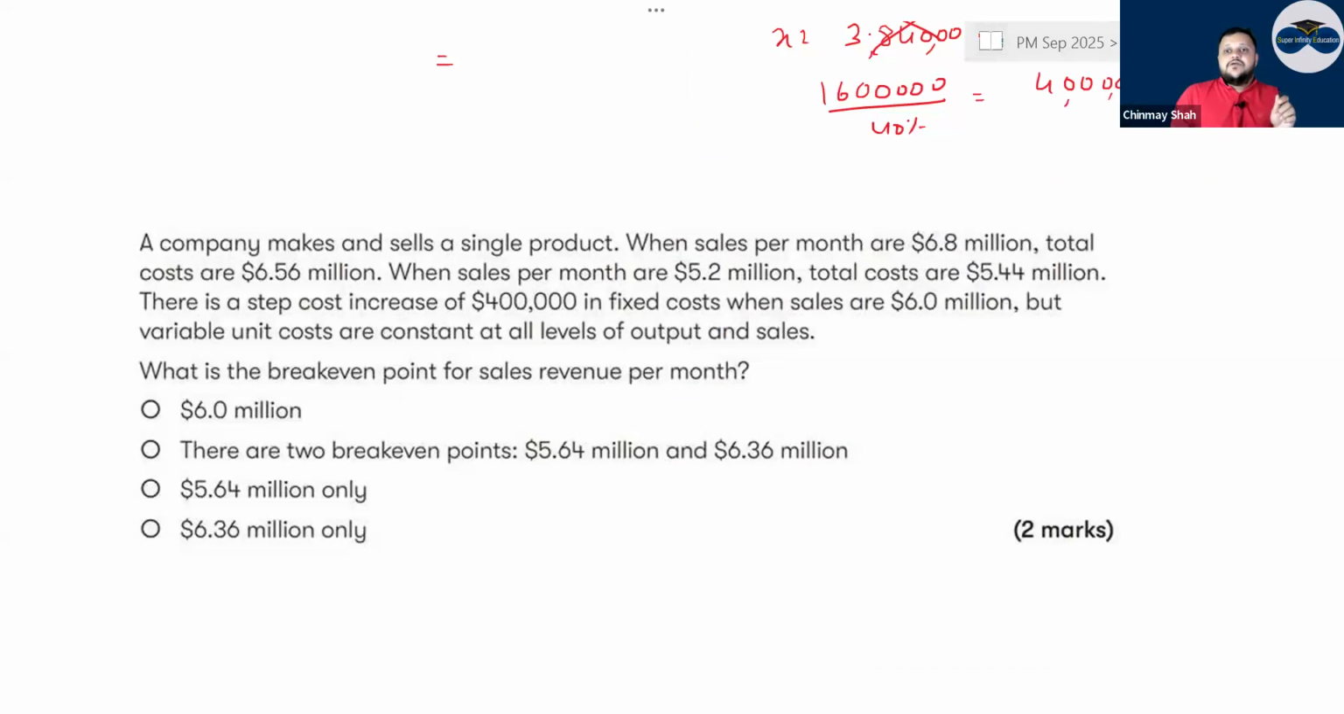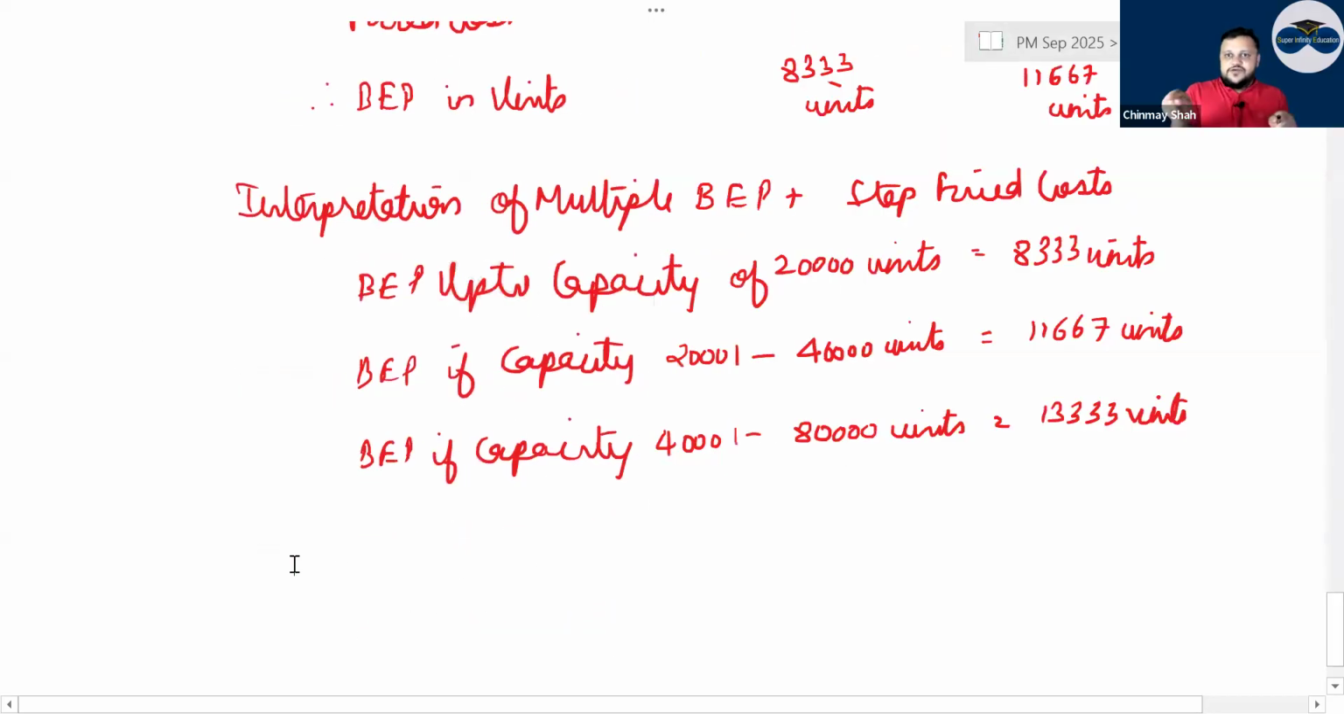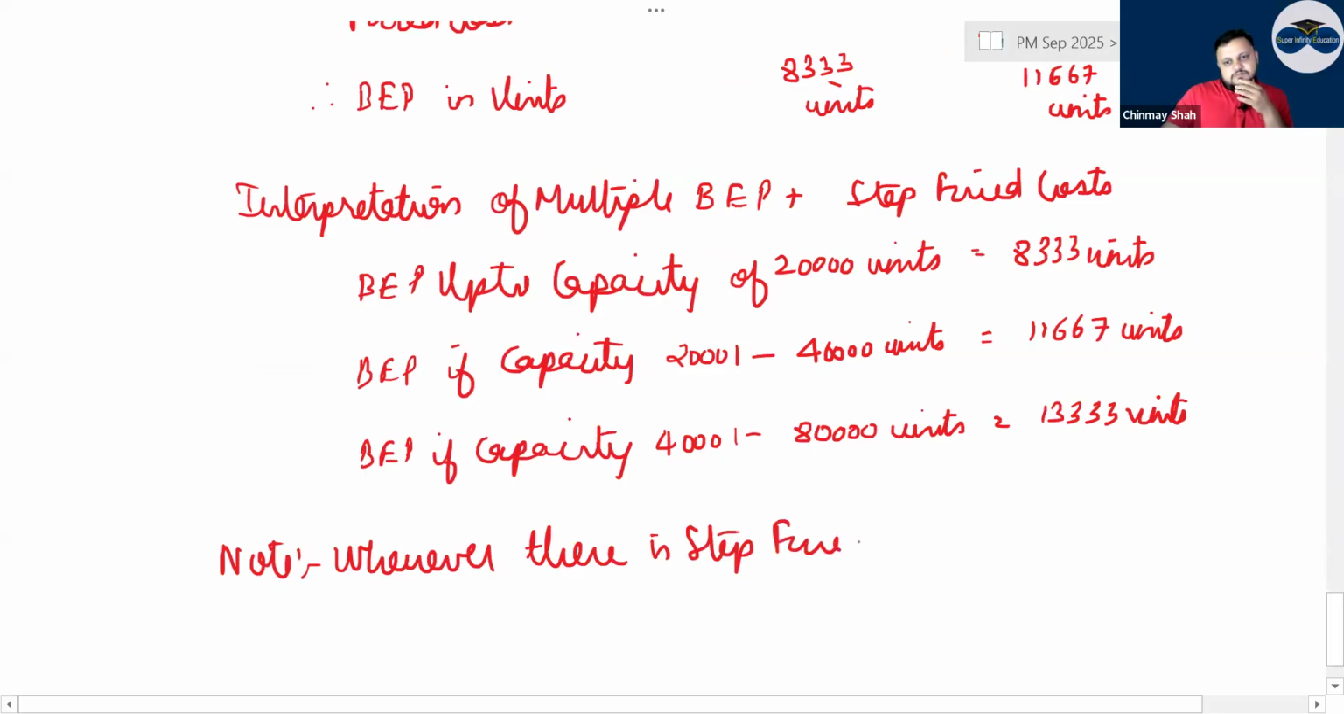So write down below, wherever you have written this, a note. I'm dictating. Note: whenever there is step fixed cost in a BP question.